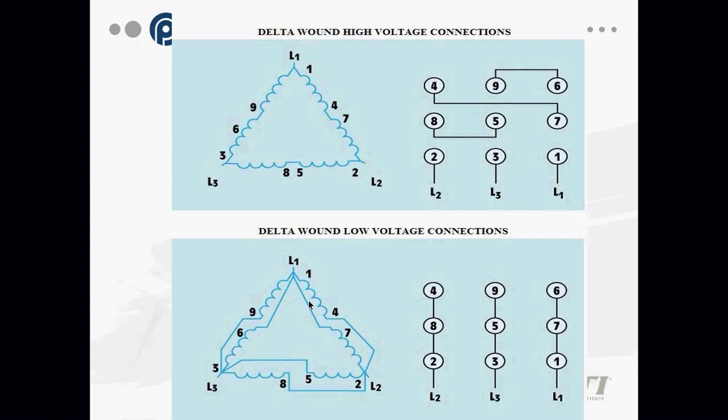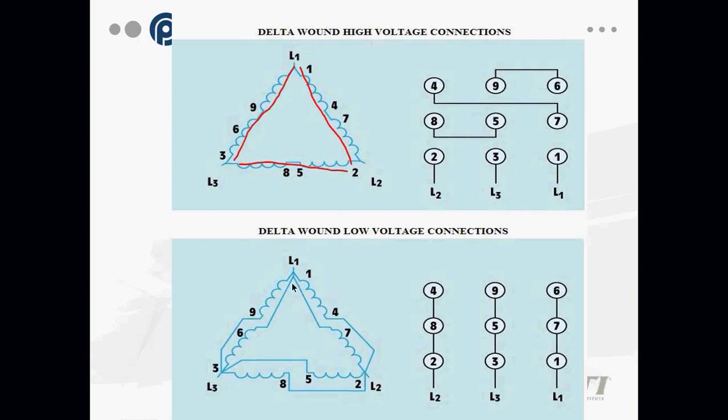Delta windings have the same possibility. Delta wound high voltage. Look again at what we're doing here. We're basically making longer windings in the delta pattern.